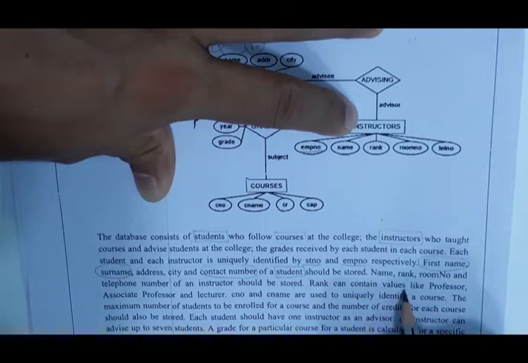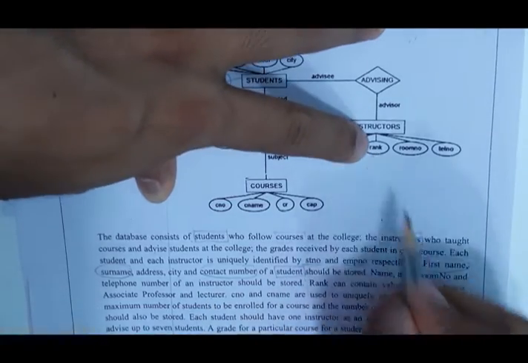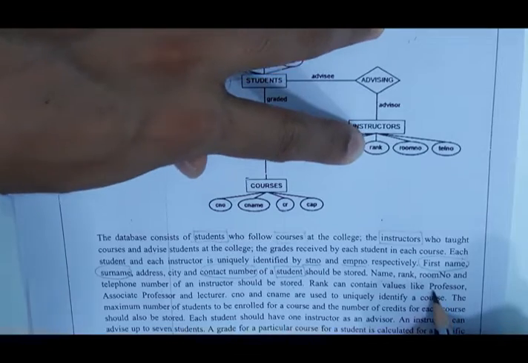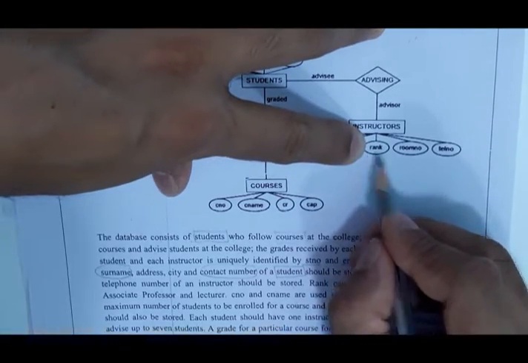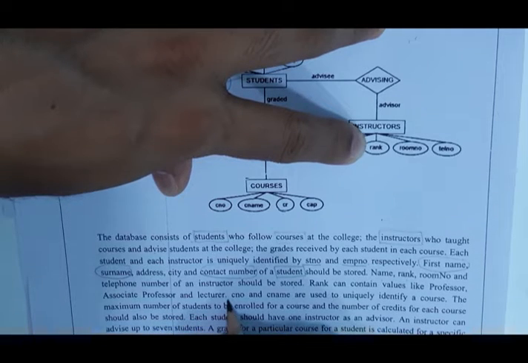Rank can contain values like professor, associate professor and lecturer. Rank will have values. Are we mentioning values in the ER diagram? No. They are the values to be added into the database. So we don't care about these values when drawing the ER diagram.